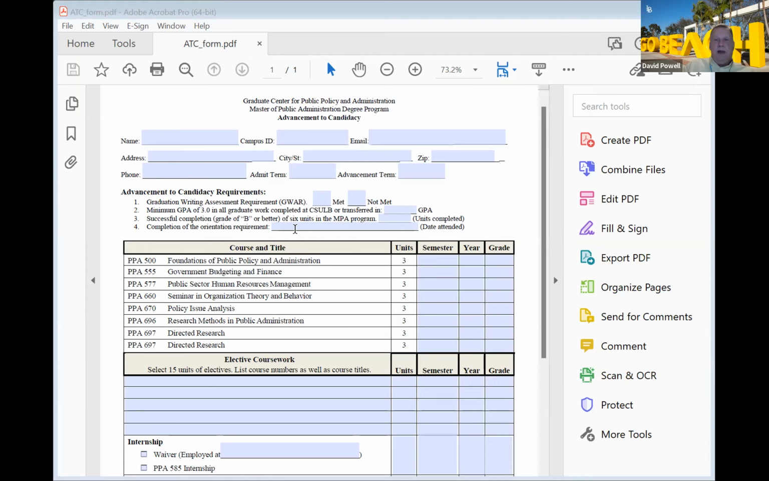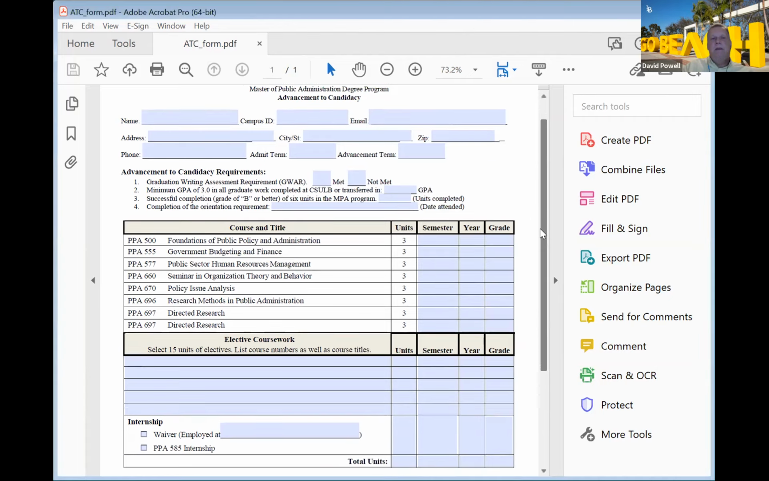Whenever you attended that orientation session, that date would go into that box. If you were not able to attend the orientation session, then you can use tonight as your satisfaction of the orientation, because we'll talk about those orientation elements after our break tonight. So you can just put in January 25th as the date for your orientation.